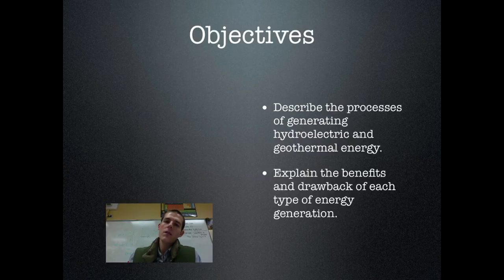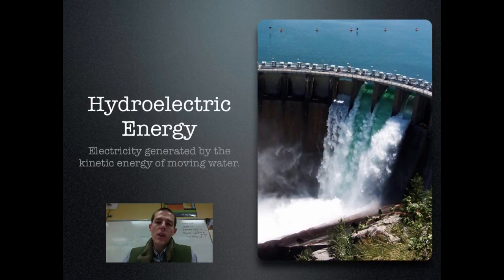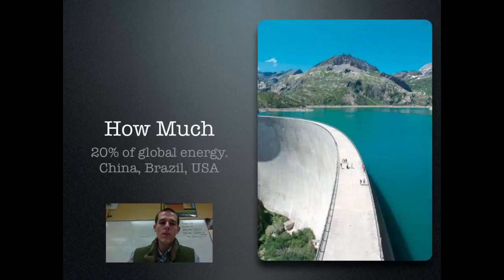Adding on to our list of renewable energy, starting with hydroelectric energy. At its base level, hydroelectric energy is electricity generated by the kinetic energy of moving water. And we've talked many times about generating electricity by turning a turbine, which turns a generator, which creates electricity. In this case, you have got water turning the turbine to generate the electricity. So that would be hydroelectric energy at its most basic level.